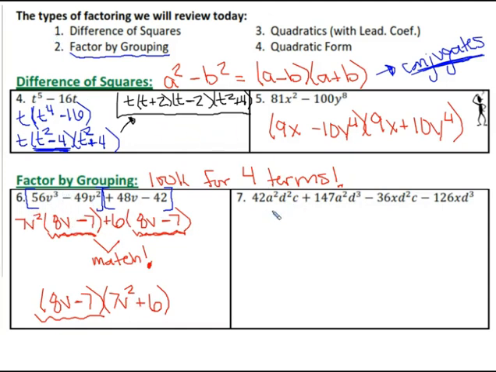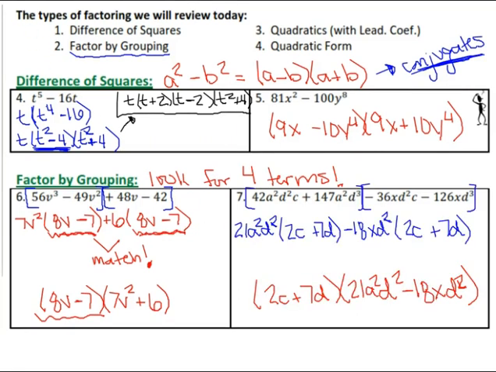What I want you to do is try to pause the video and try this one on your own. Try number 7. Alright, so let's check it out and see how we did. Group our first 2 terms together and our last 2 terms. Don't forget to group the minus sign because it's attached to that 36. Okay, it's actually a negative 36xd squared c.